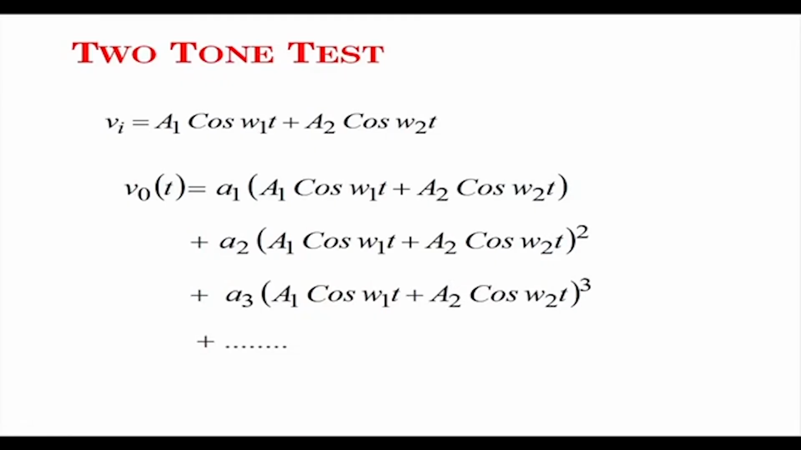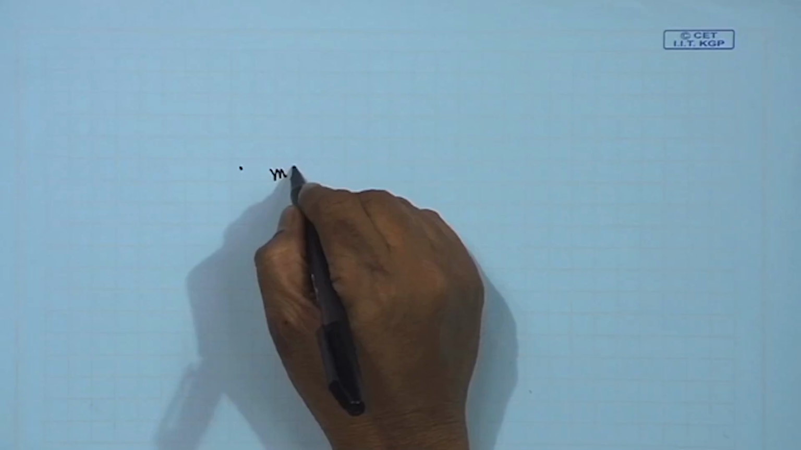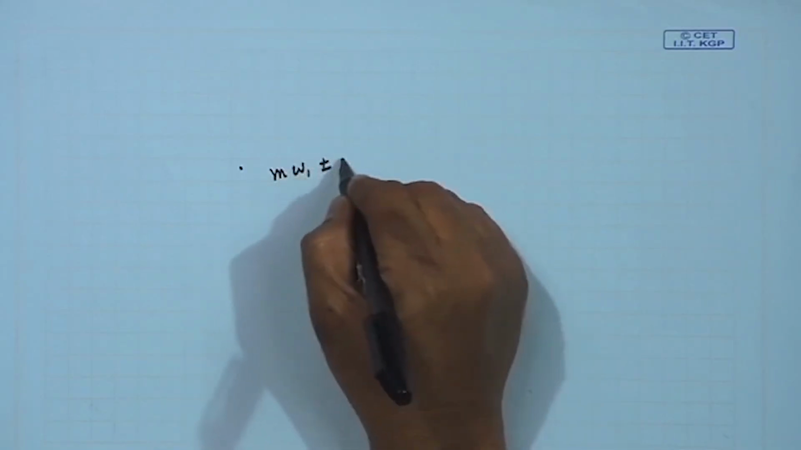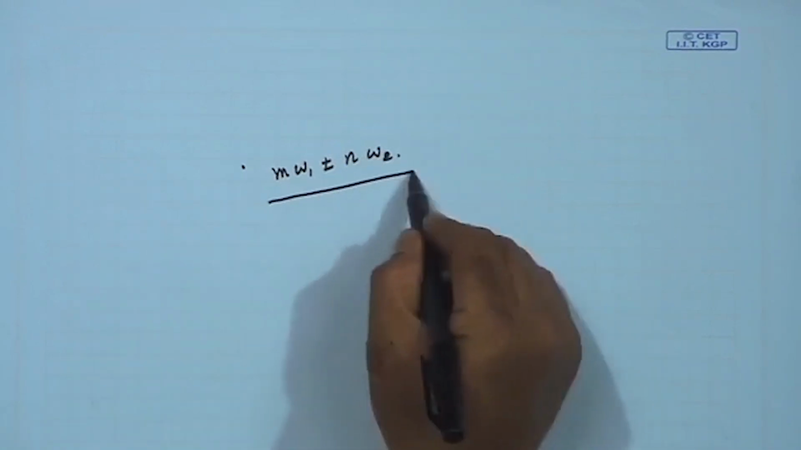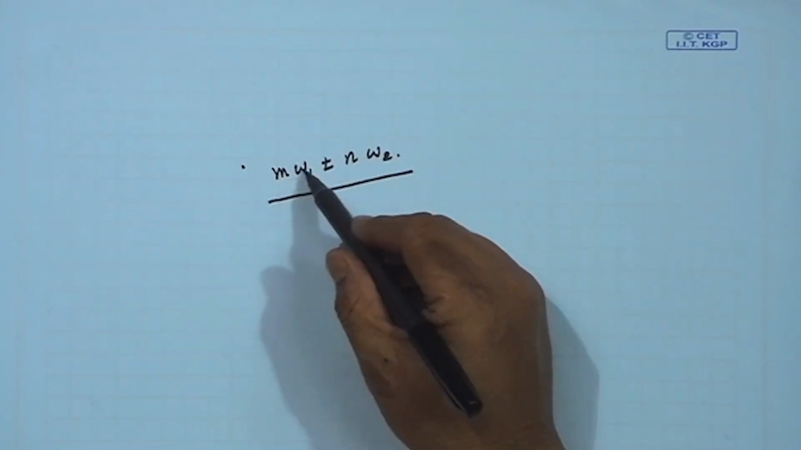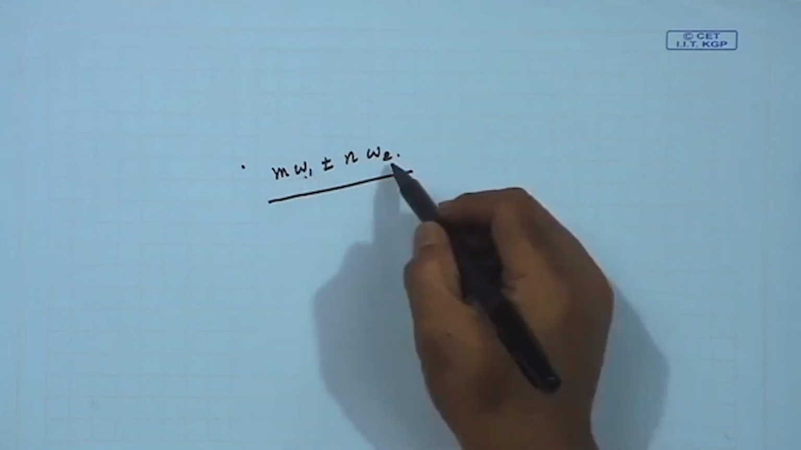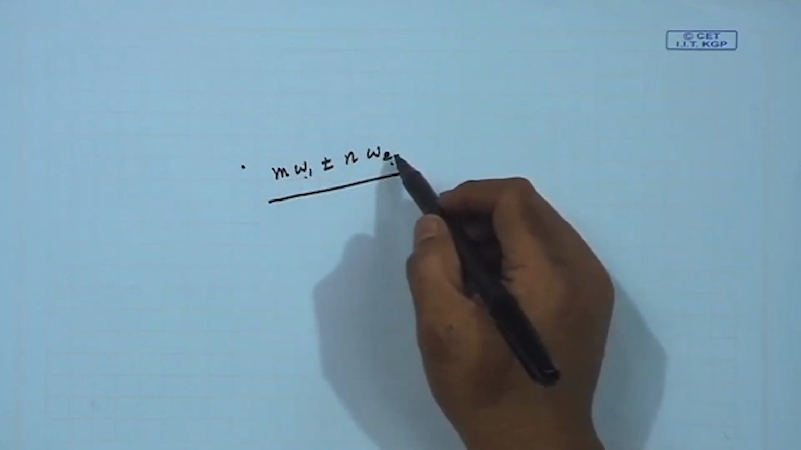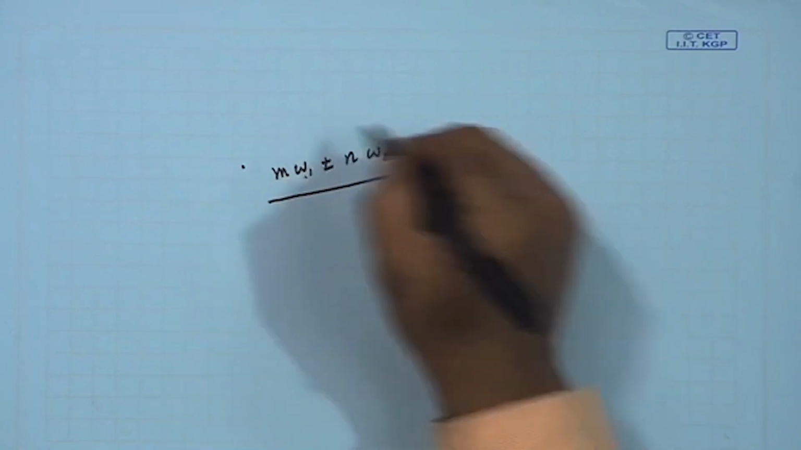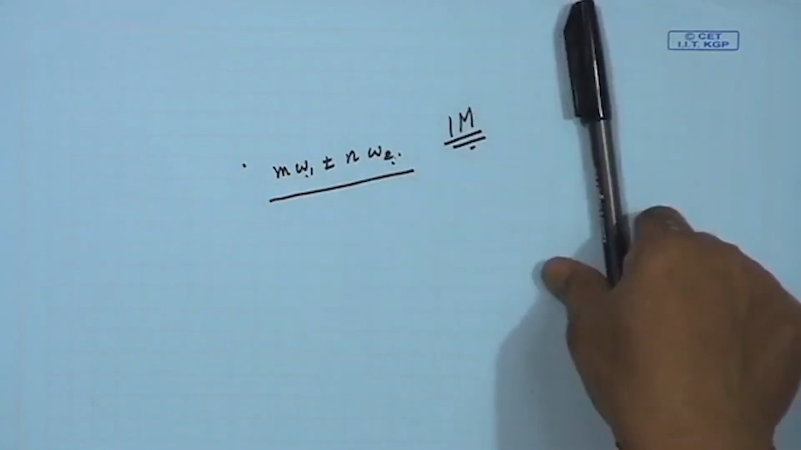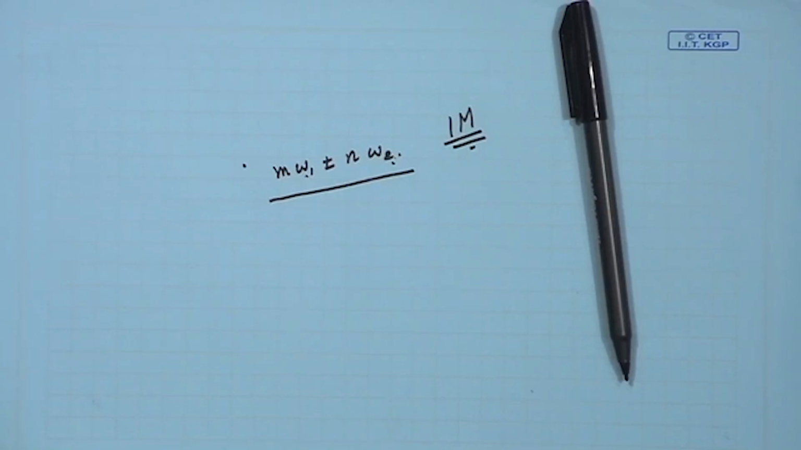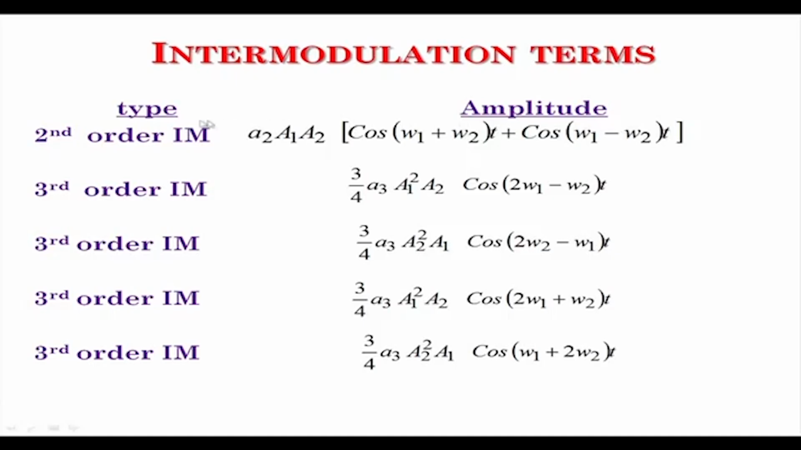That means I can write this, and now this is not a harmonic. You see, this is a harmonic of omega 1 mixed with a harmonic of omega 2. This is called an IM or intermodulation product. So, let us see these intermodulation terms.